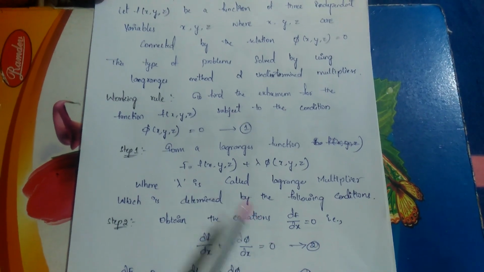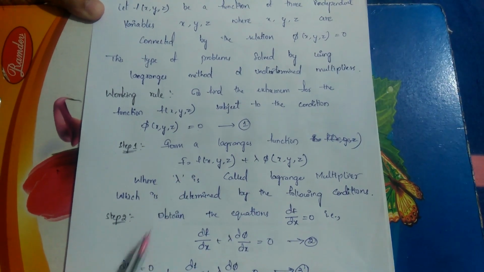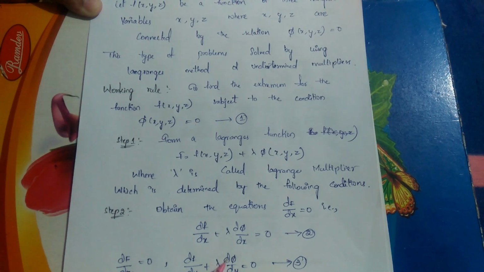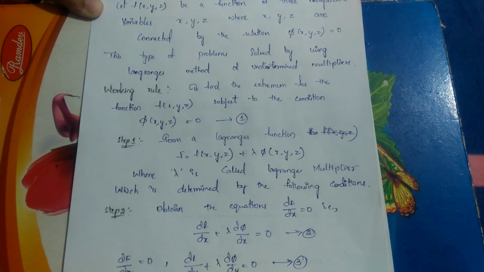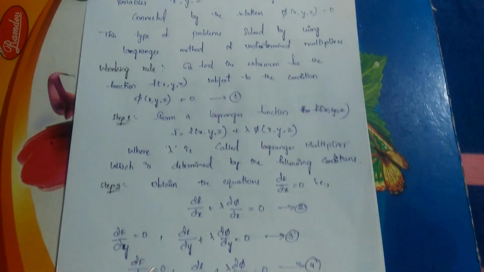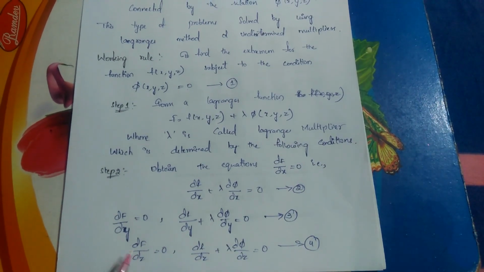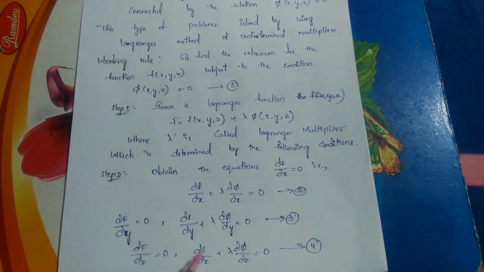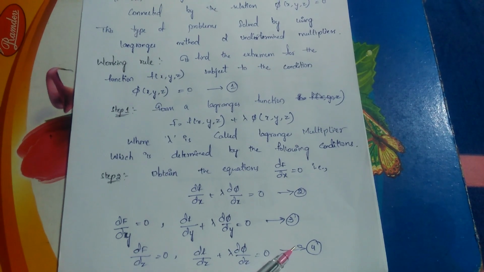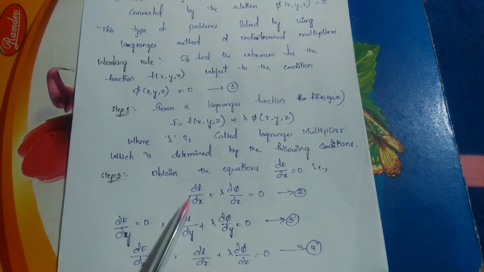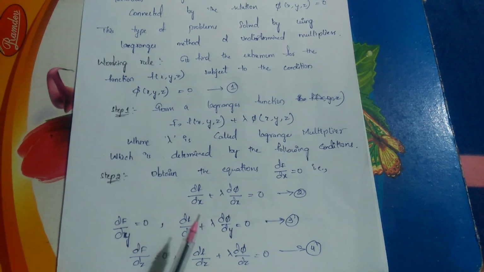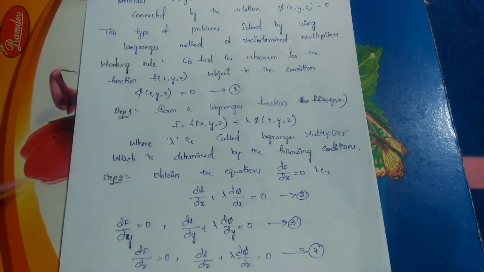Then we also differentiate this function with respect to y, that is dou F by dou y equals 0. That comes as dou f by dou y plus lambda into dou phi by dou y equals 0. We take that as the third equation. Then at last we also differentiate the function with respect to z, that is dou F by dou z equals 0, and dou f by dou z plus lambda into dou phi by dou z equals 0. Let it be the fourth equation. So in this way we differentiate the function with respect to x, y, and z, and then we equate to 0. This comes in the second step.